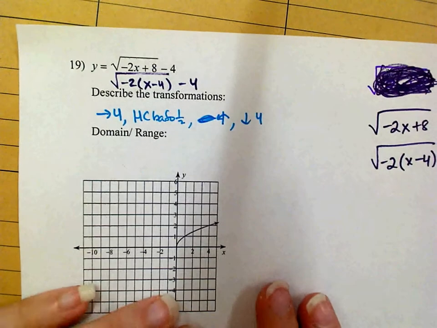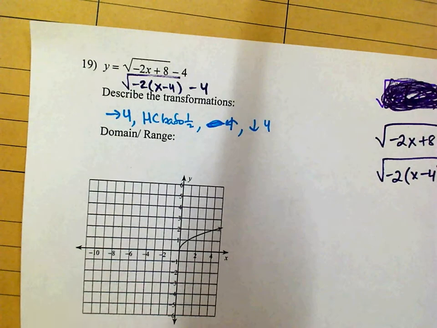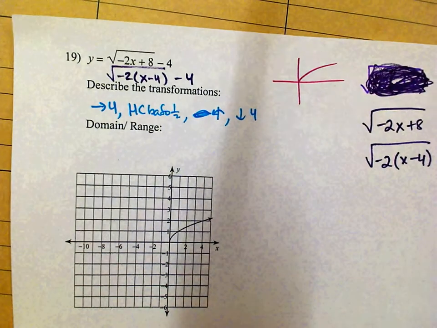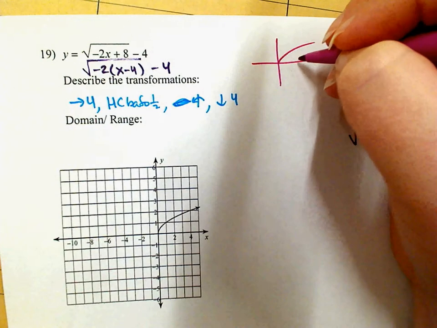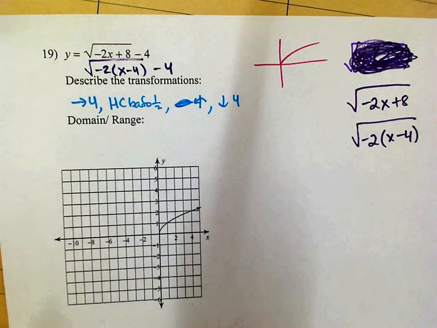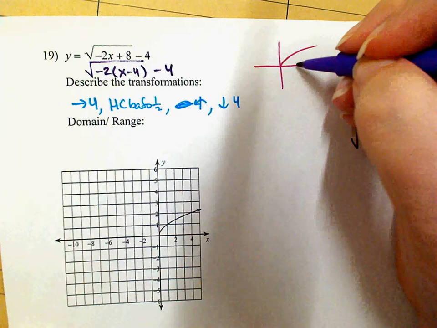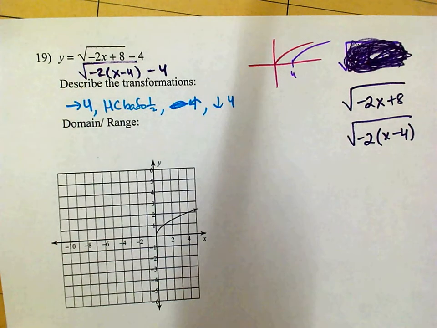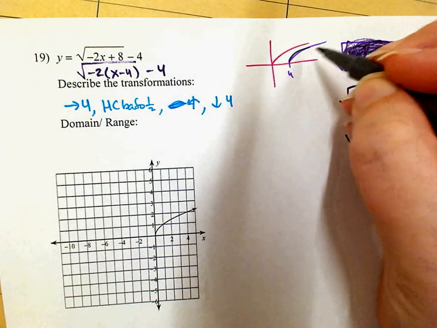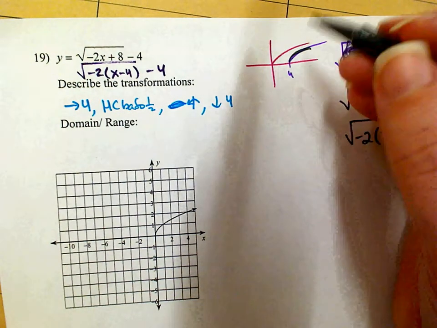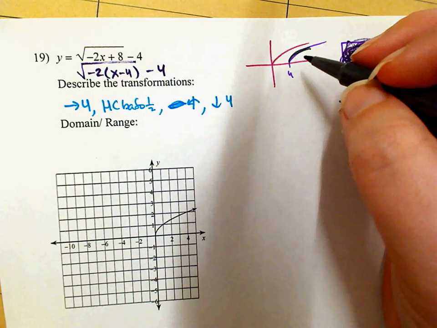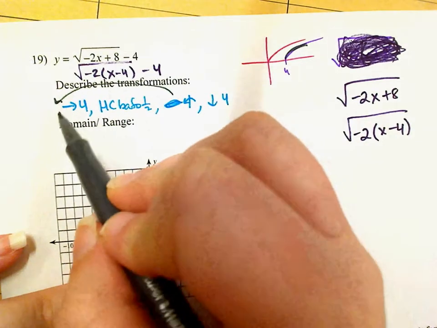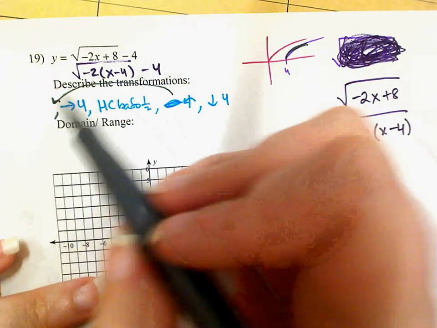I start with a normal radical. I go to the right 4. Let me just do these in different colors. So I go to the right 4, so now I look like that. And then I have a horizontal compression by a factor of 1/2, which just means it happens faster. That doesn't change location though. Reflecting over the y, oh, I'm a goober. That has to go first. I'm just kidding. Alright, I shall start over.